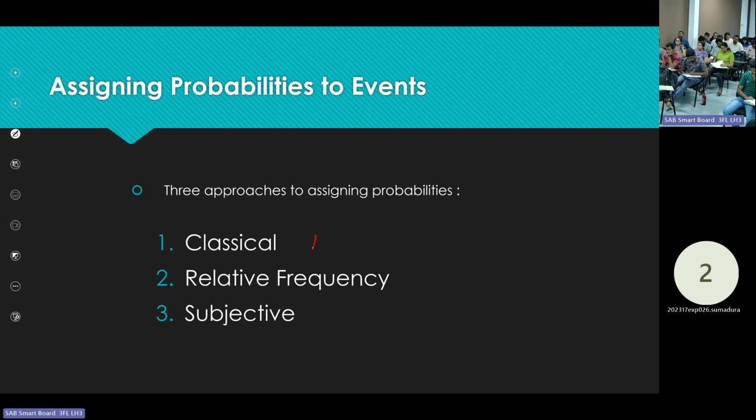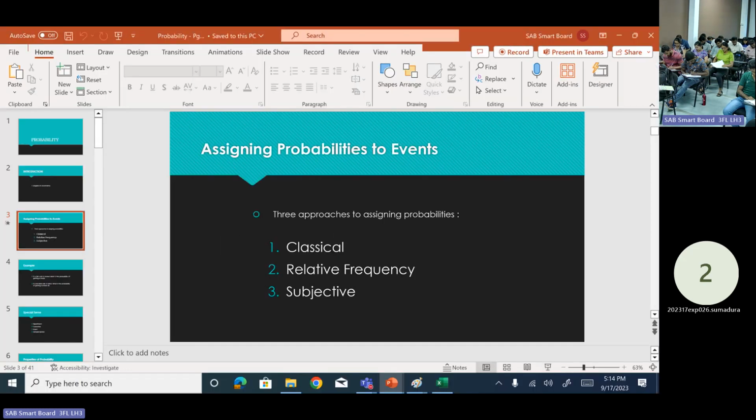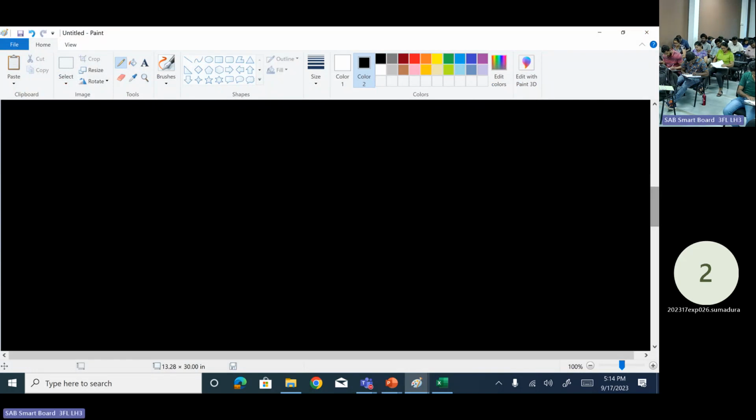Classical approach. Underneath, you can put a hyphen and write down: in the classical approach, probability is defined as a ratio. After finishing that, we can talk about the second, right?